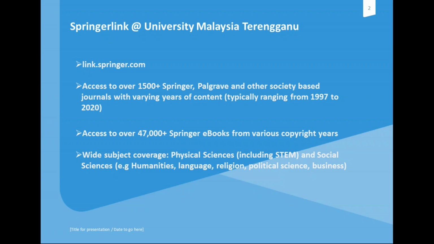There are a total of over 47,000 books that include textbooks, professional titles, what we call encyclopedias, monographs, or even chapter books, from different kinds of subject areas, including the physical sciences side, like science and technology and engineering and medicine, all the way to the social sciences side, including humanities, religion, political science, business, marketing, and so on.